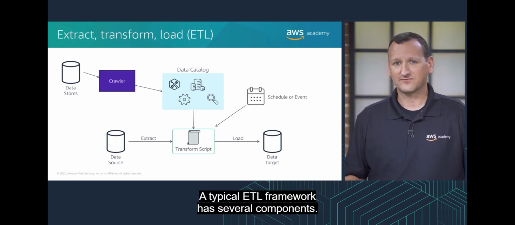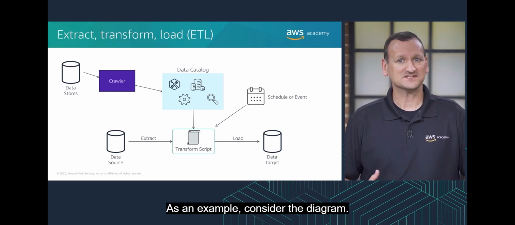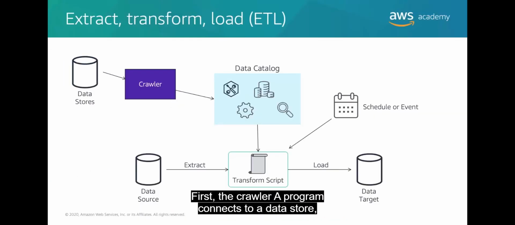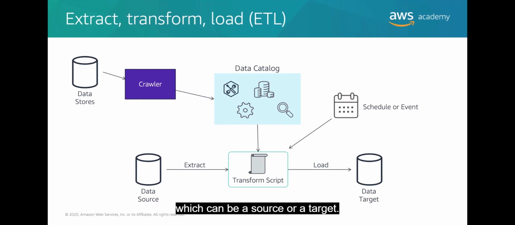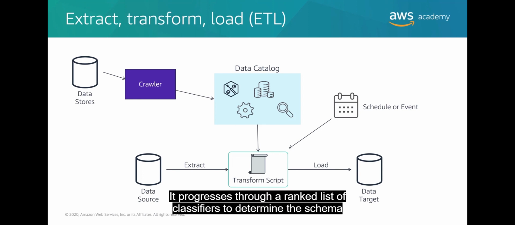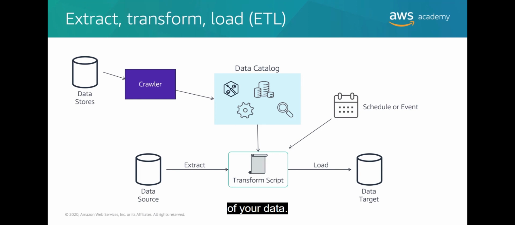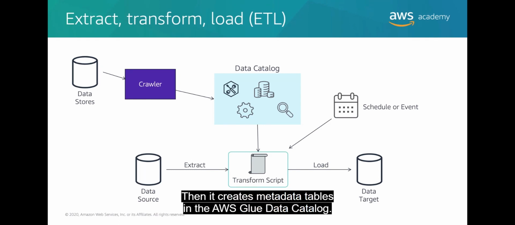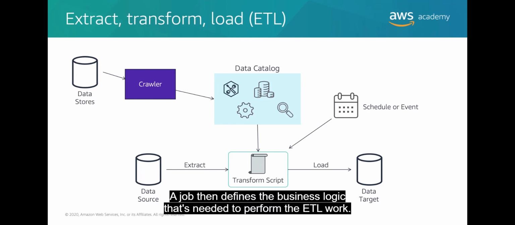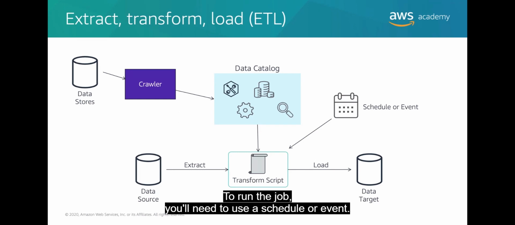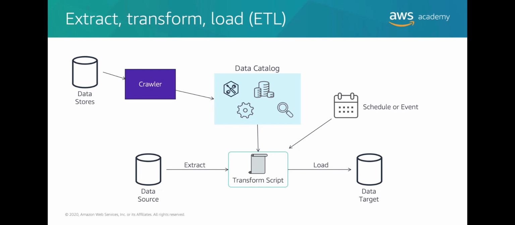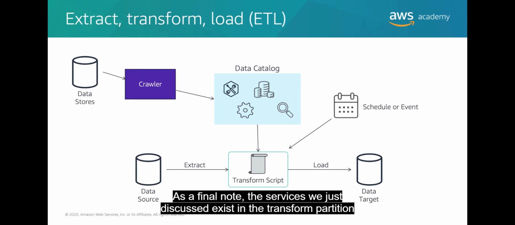A typical ETL framework has several components. As an example, consider the diagram. First, the crawler, a program, connects to a data store, which can be a source or a target. It progresses through a ranked list of classifiers to determine the schema for your data. Then, it creates metadata tables in the AWS Glue Data Catalog. A job defines the business logic that's needed to perform ETL work. To run the job, you'll need to use a schedule or event. As a final note, the services we just discussed exist in the transform partition of the ETL process.